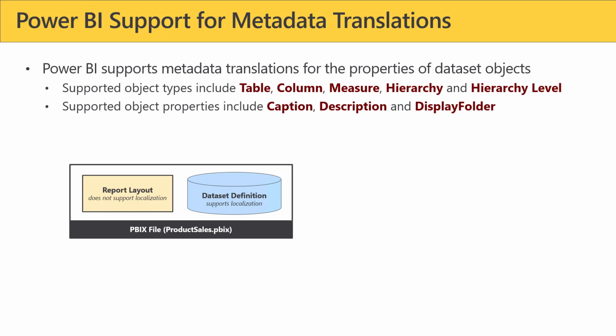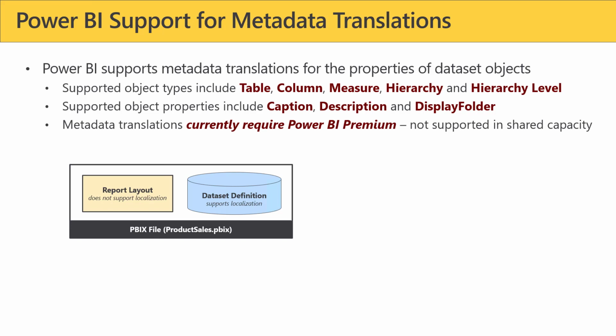Now, there is the obvious property for the name. I want to change a column name. I want to change a measure name. And so it is the caption property that we use to set the names. So basically, all I'm going to look at as we go through this guidance is dealing with the caption property. You can also add in support for descriptions and display folders if you'd like.